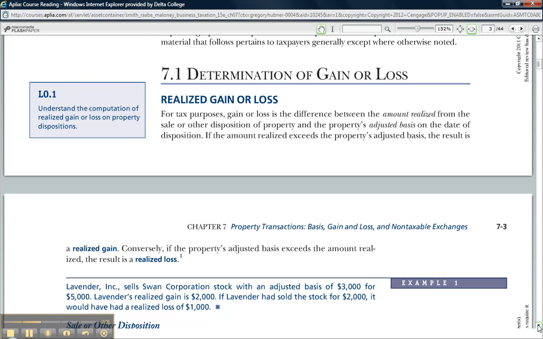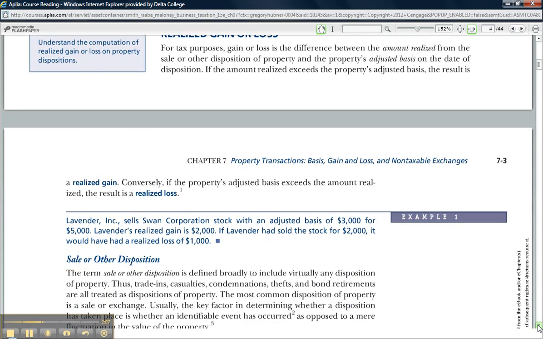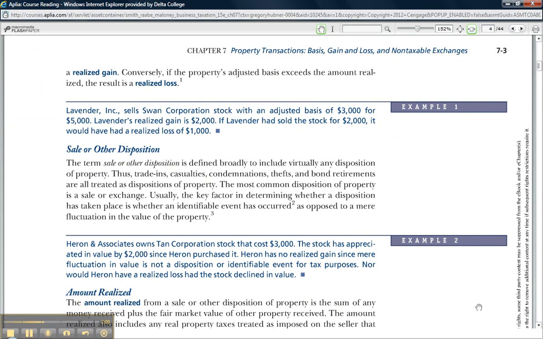These issues do get complicated, so there's more to it than what I just said. There's other kinds of sales or dispositions, not just a straight sale, things like trade-ins, casualties, condemnations. We're pretty much just going to deal with sales and trade-ins to a certain extent, sometimes called exchanges.